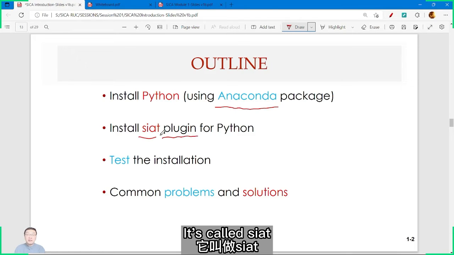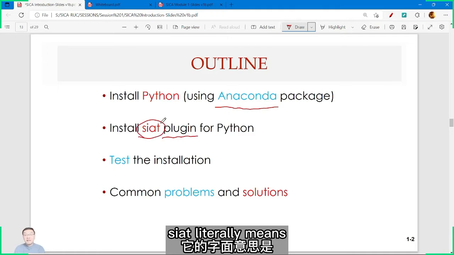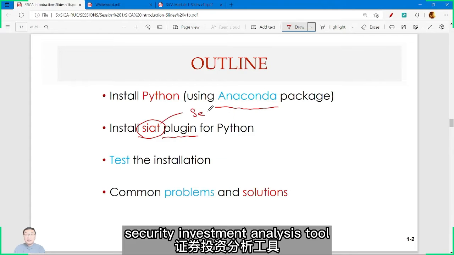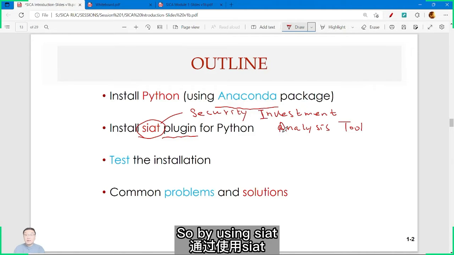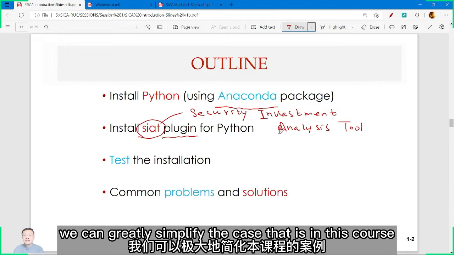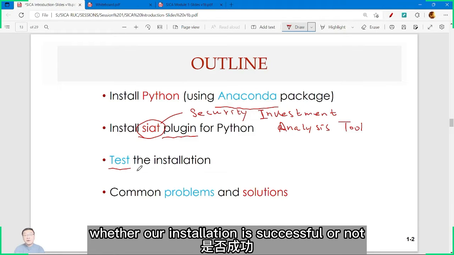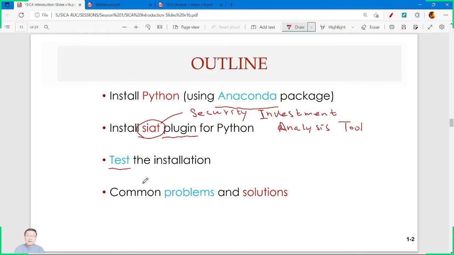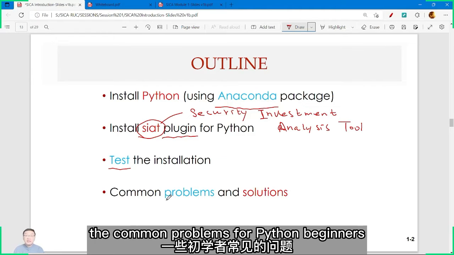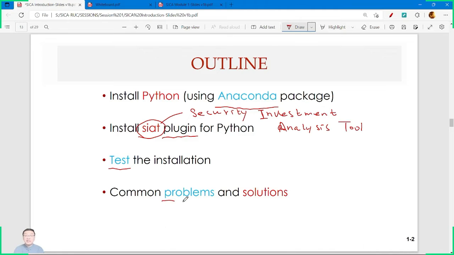It's called CN. CN literally means Security Investment Analysis Tools. Okay, Security Investment Analysis Tool. So by using CN, we can greatly simplify the case studies in this course. So after that, we need to test our installation, whether our installation is successful or not. And then we will talk about some of the common problems for Python beginners.